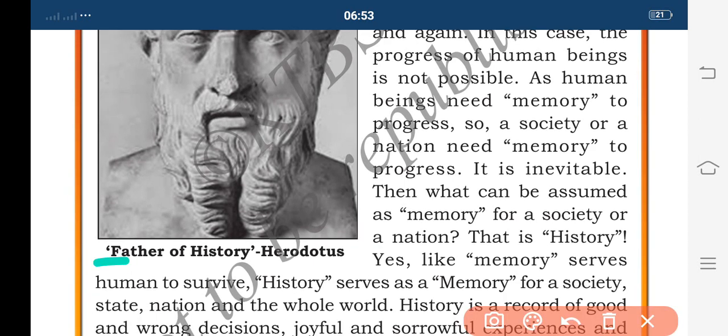Father of history. Who is that? Who is the father of history? Father of history, Herodotus. Herodotus is the father of history. Okay, understand?